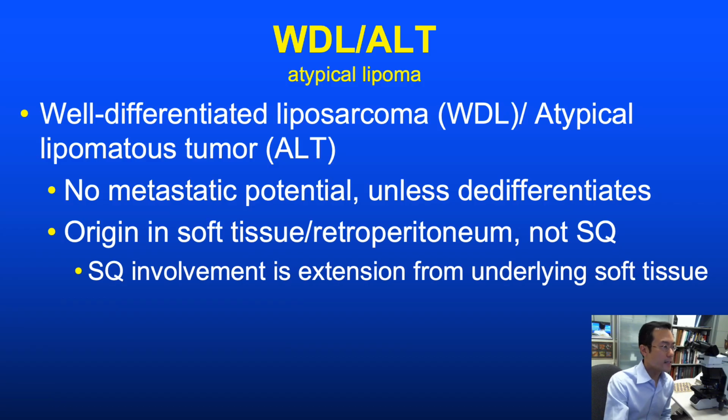Turning our attention now to lipomatous tumors with at least some metastatic potential, we have well-differentiated liposarcoma. However, well-differentiated liposarcoma has more recently been classified as atypical lipomatous tumor in recognition of the fact that unless there's some sort of malignant transformation or dedifferentiation, it essentially has no metastatic potential. However, it still can cause problems where it arises because these are not primary skin tumors as a rule. These arise in soft tissue or the retroperitoneum.